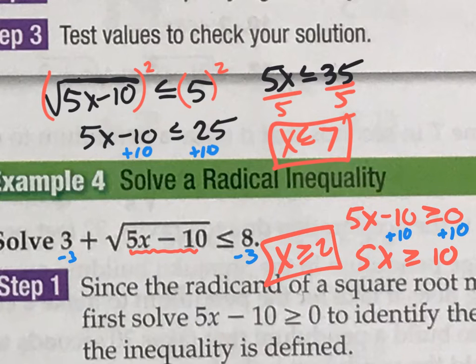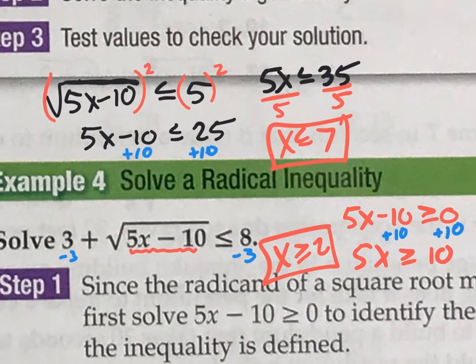So on my notes that we're about to copy down, step 1 is if you have an even root, you got to set it to be greater than or equal to 0. That's what we did. Get an answer. Step 2 is to go back to the whole thing and solve it, get another answer. And step 3 is to test your answers.